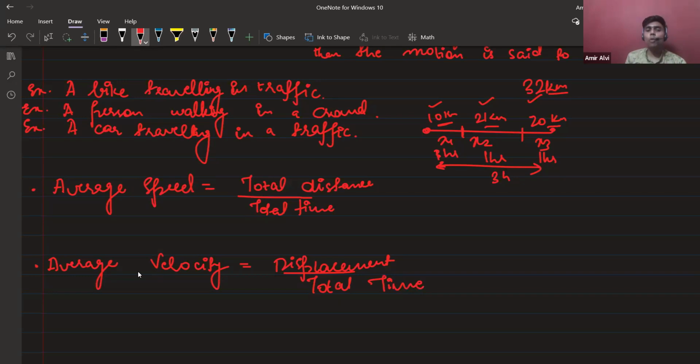So in the non-uniform concept, we don't know in which interval it is covering how much distance, or what the speed is. That's why we have taken the average speed and average velocity concept in non-uniform motion.